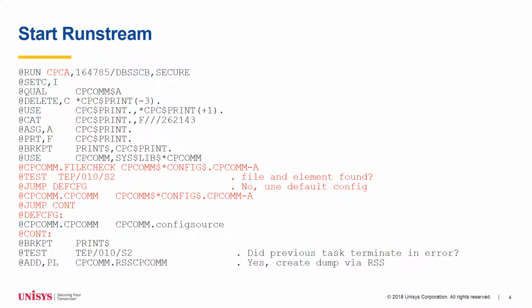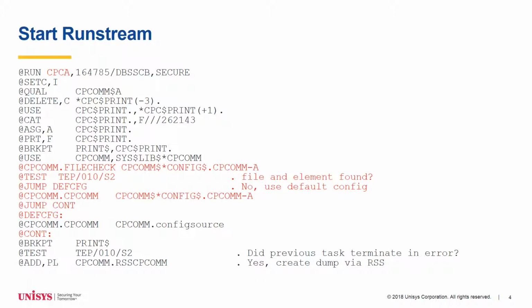This feature implements a method for the administrator to provide the configuration in a specific file element, CPComm $config$.cpcomm-x for CPComm, or CPCommOS $config$.cpcomm-x for CPCommOS. The ST CPComm X runstream attempts to use the specified element. If the element is not found or is not readable, the default configuration, config source, is used.